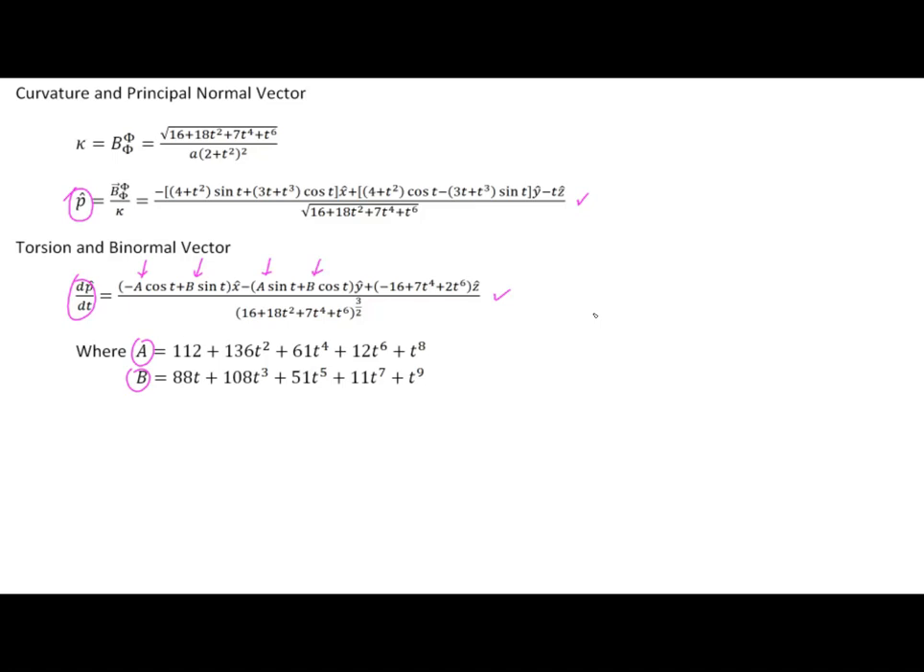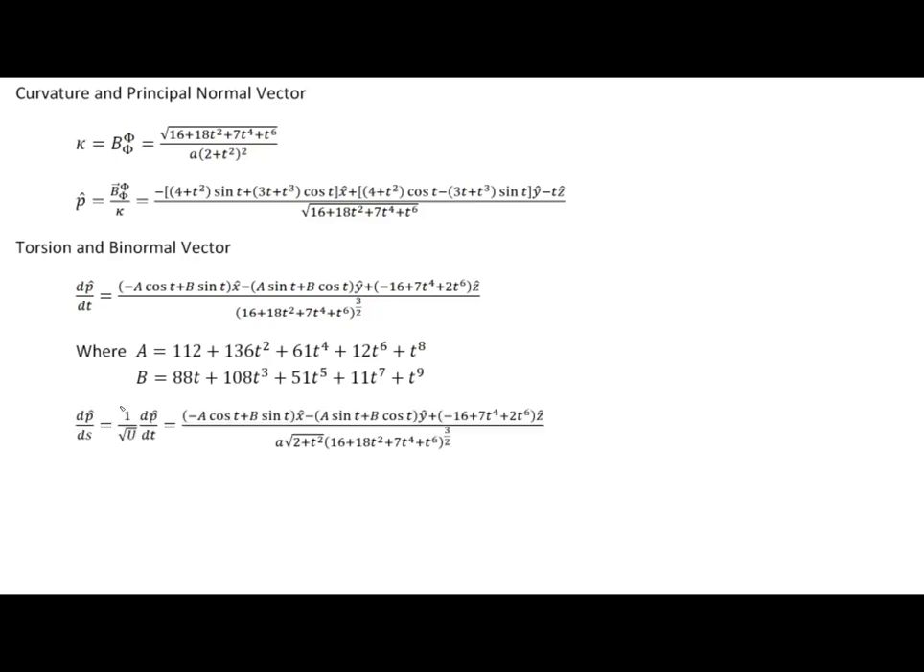Okay, but what we really need is the derivative of our principal normal with respect to s. So given the derivative with respect to t, we can get that just by including this additional factor right here. Remember that 1 over the square root of u is equal to dt ds. All right, and so that factor right here means this is just the chain rule. So adding this factor takes us from here to here. And the effect of adding this additional term is just to include this additional factor in the denominator.